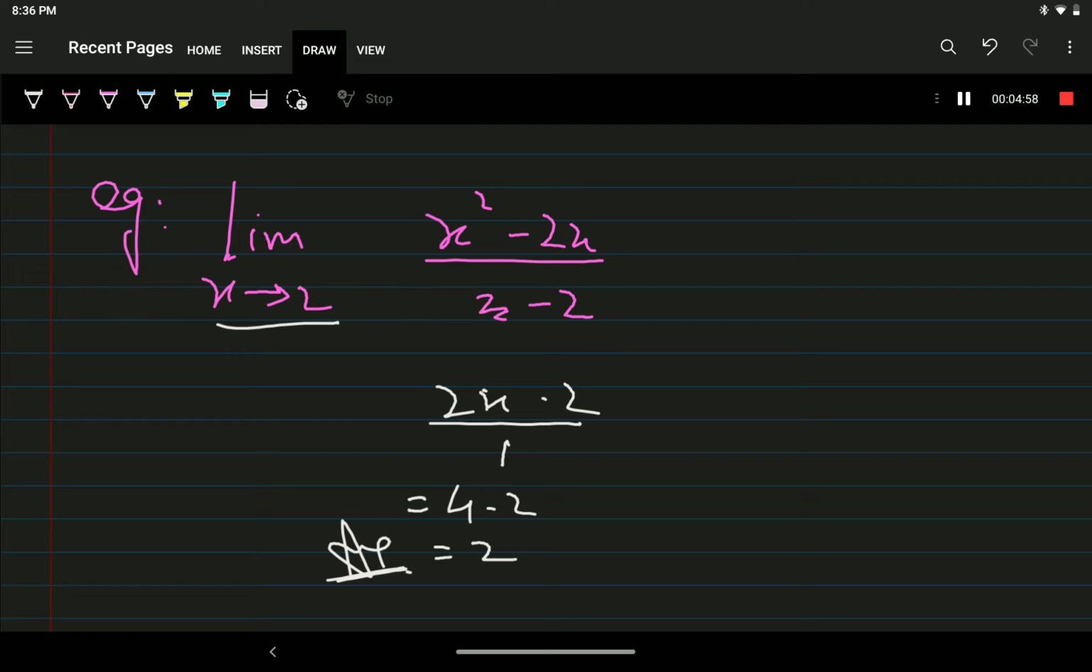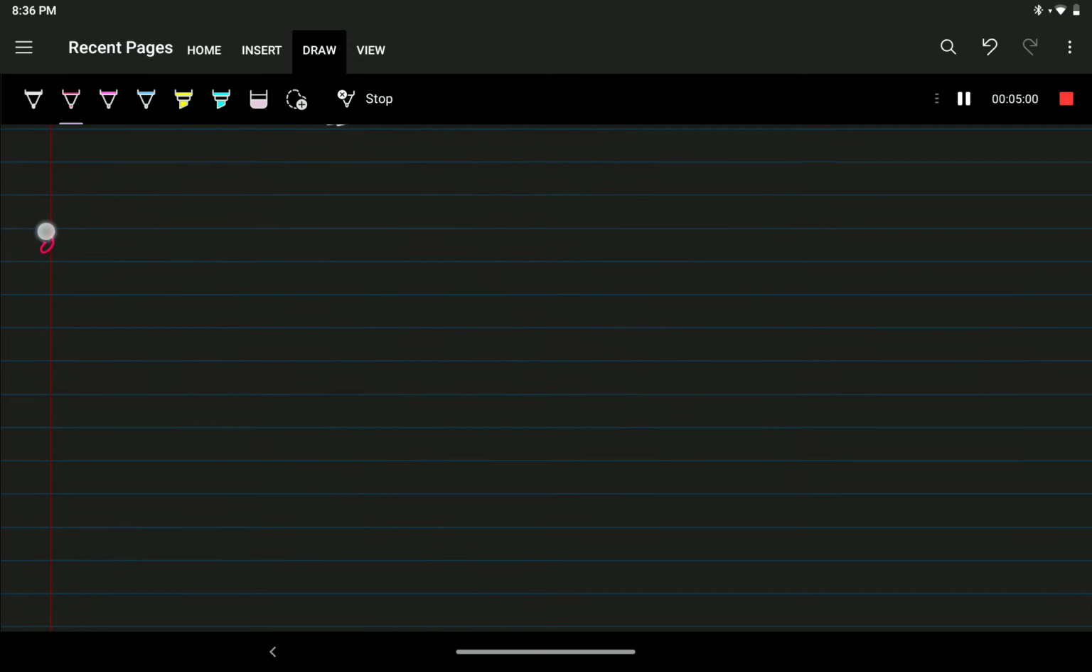Let's take up another example. Say, limit x tends to 0, x squared plus 2x plus 3 by x squared plus 5x plus 2.